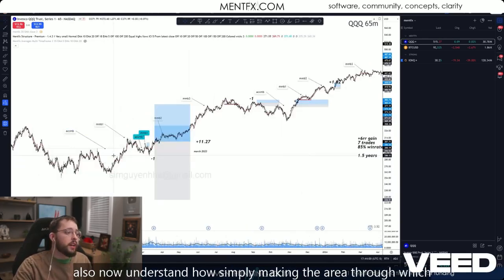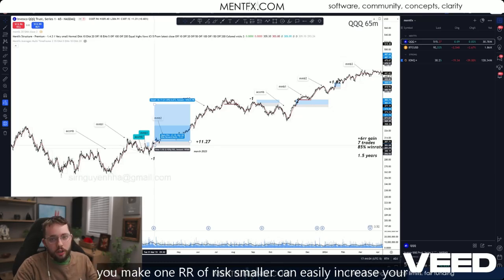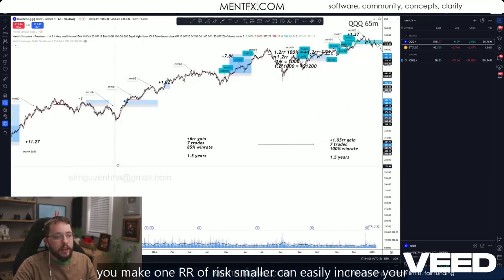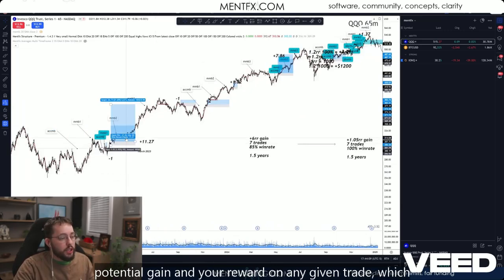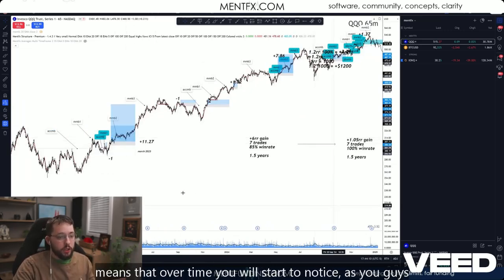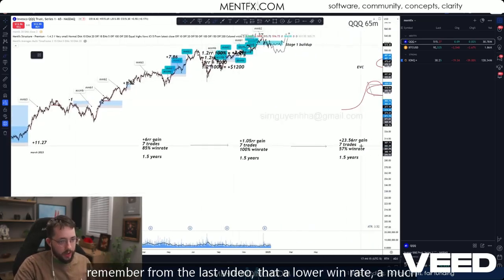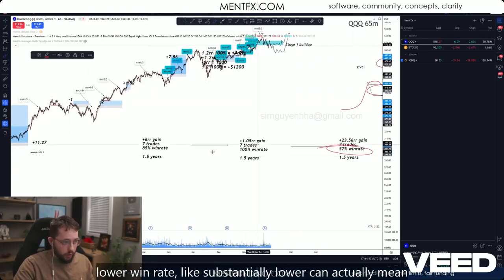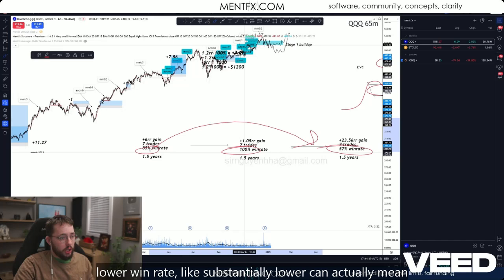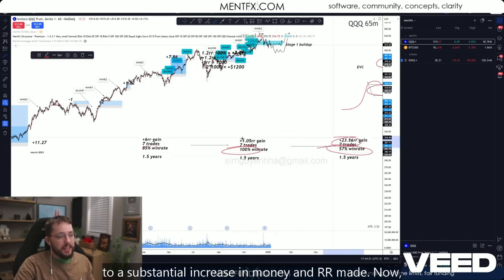And you also now understand how simply making the area through which you make one RR of risk smaller can easily increase your potential gain and your reward on any given trade, which means that over time, as you guys remember from the last video, a lower win rate, a substantially lower win rate, can actually mean a substantial increase in money and RR made.